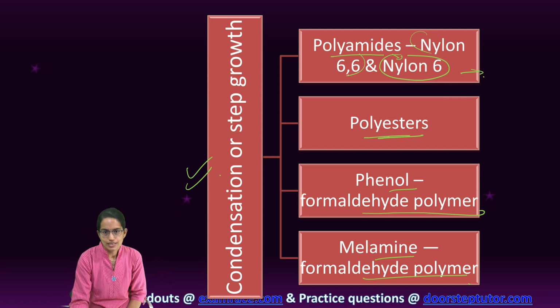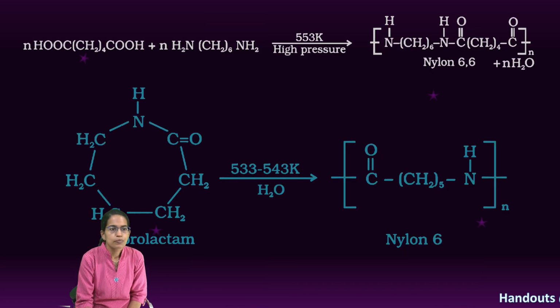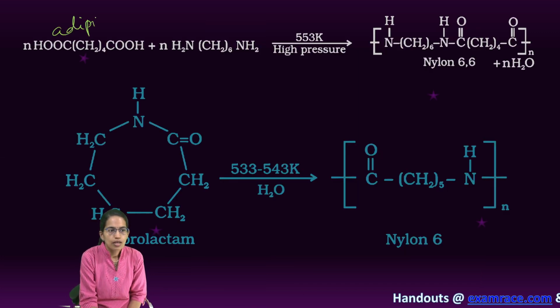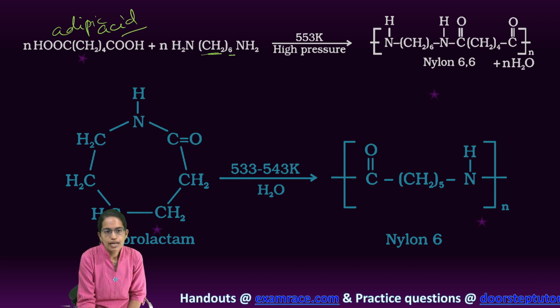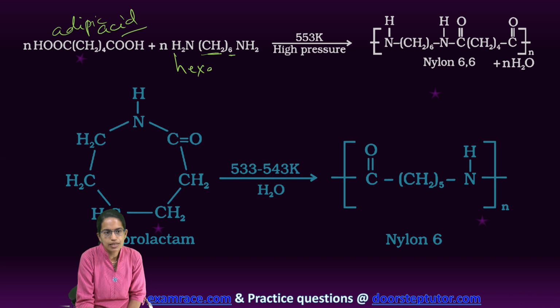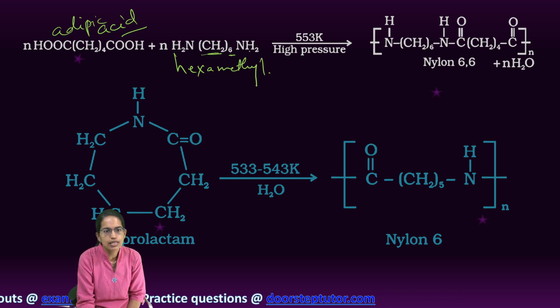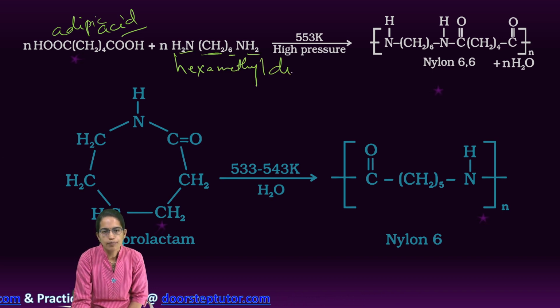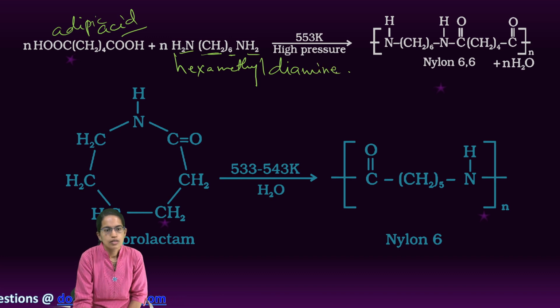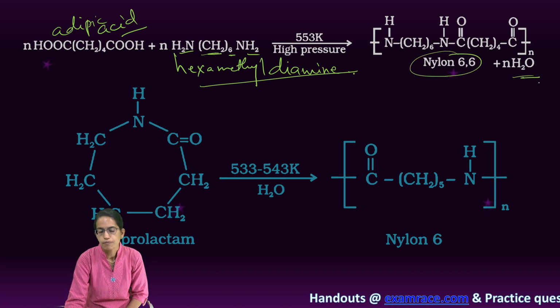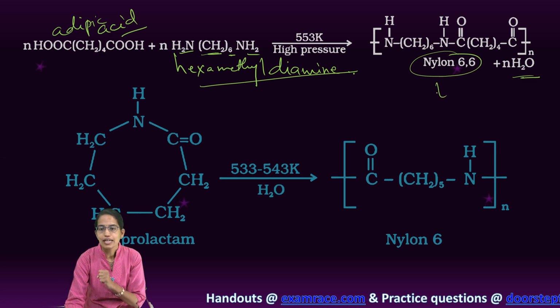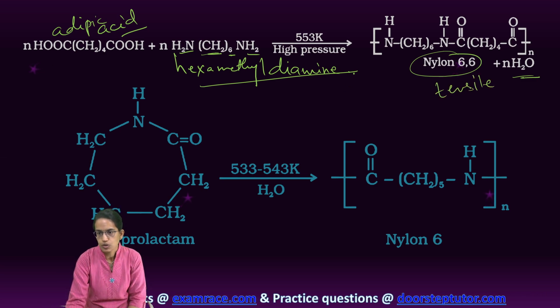Nylon 6,6. So nylon 6,6 is interesting. We have adipic acid. Along with the adipic acid, what is present is hexamethylene, six methylene units, and two amine groups, so hexamethylenediamine. Hexamethylenediamine reacts with adipic acid under high pressure and temperature to form nylon 6,6 and there is elimination of water. Now in this case, the tensile strength of nylon 6,6 is extremely good.